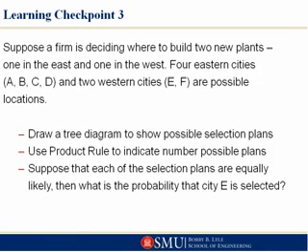Another learning checkpoint. Suppose a firm is deciding where to build 2 new plants, one in the east and one in the west. 4 eastern cities, A, B, C, D, and 2 western cities, E and F, are possible locations. Equal chance for any of these cities. It doesn't matter whether it's New York, Boston, Philadelphia, and Washington, or Miami in there. Any of those 4 eastern cities, equal chance. They were considered all equal. Similarly on the West Coast, San Francisco and Los Angeles, Seattle, whatever.